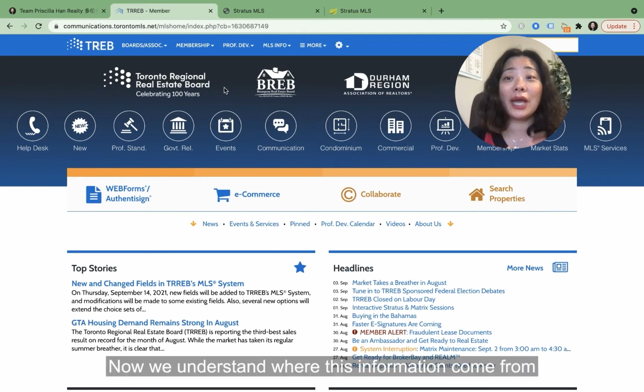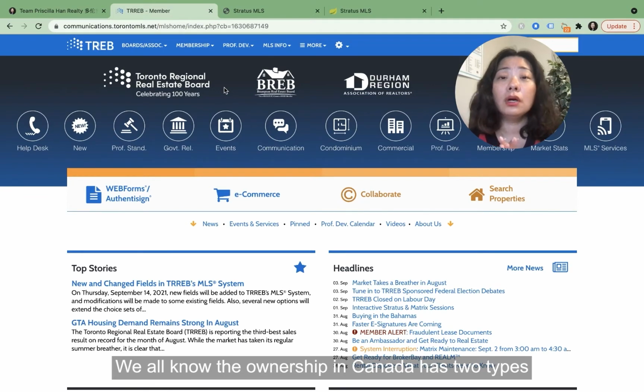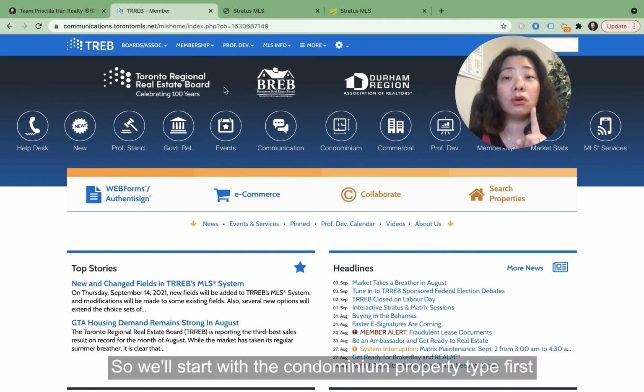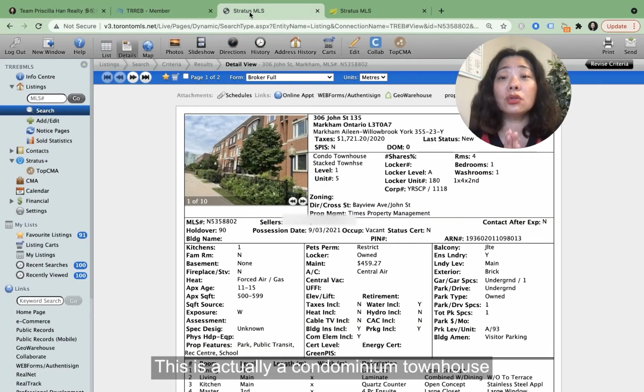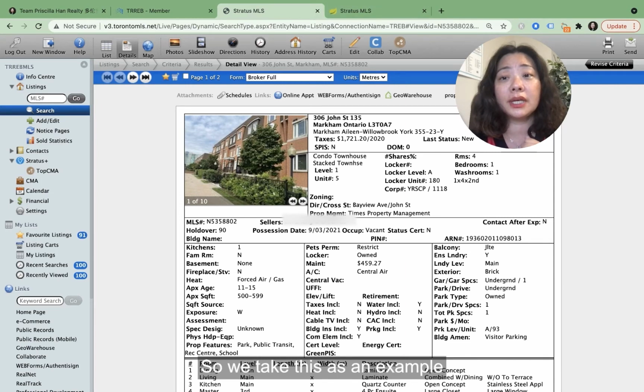Okay, so now we understand where this information comes from. Today, I'm going to use two examples. We all know ownership in Canada has two types: one is called freehold, and the other is condominium. So we'll start with the condominium property type first. This is actually a condominium townhouse. It's my own listing. Today is the first day it comes onto the market. So we take this as an example.